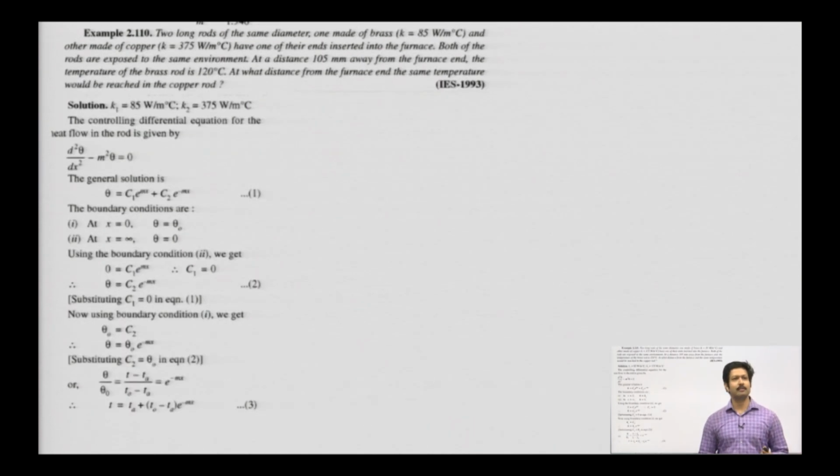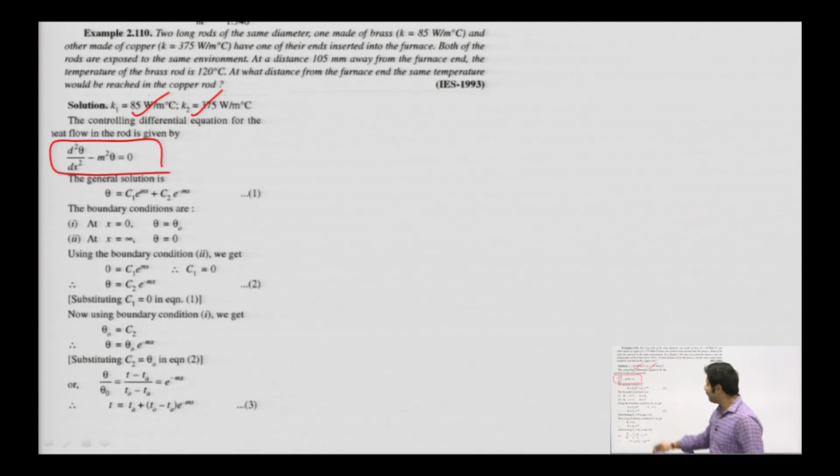So let's go to this. It's an IES 1993 question. Two long rods of the same diameter, one made of brass, having conductivity of 85 watts per meter degree Celsius, and the other made of copper, that is K equals 375 watts per meter degree Celsius, have one of their ends inserted into the furnace. One of the ends means it's a cantilever kind of thing, it's a fin basically. Both of the rods are exposed to the same environment, at a distance 105 mm away. They're talking about x, and so the temperature profile has to be there.